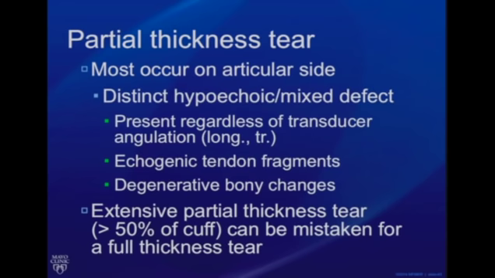When you deal with partial thickness tears, most of them will be seen on the articular side. Again, you look for a distinct hypoechoic or a mixed defect. It will be present regardless of the transducer's angulation. You can try and find it in longitudinal and transverse plane and should be able to demonstrate it in both the planes. You can also look for the echogenic tendon fragments. They can help you understand what's the size of the tear and look for degenerative bony changes in the underlying bony contour.